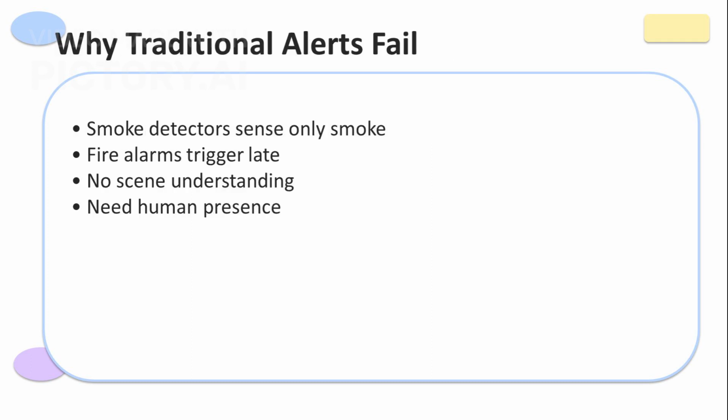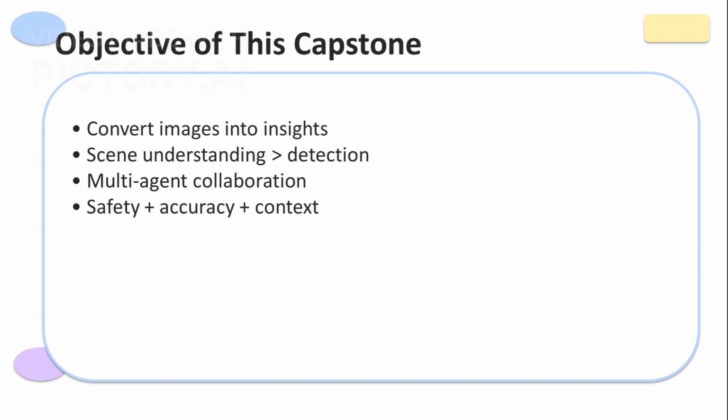So, let's start with the actual problem. Traditional alarms and smoke detectors do one thing: they sense heat or smoke. That's it. They don't know why something is happening, where it's happening, or how bad it is. And they can only work if they're right next to the event. But disasters don't wait for us, and they definitely don't happen only where sensors are installed. That's why many incidents go unnoticed until it's already too late. This project aims to fill that gap.